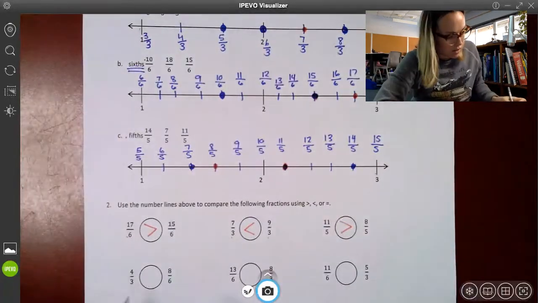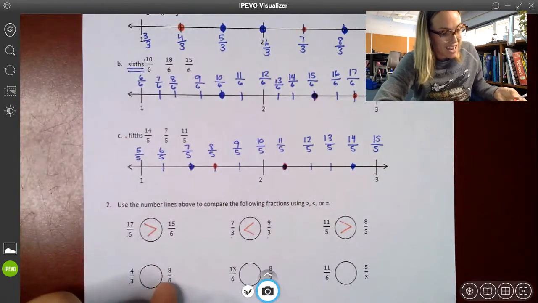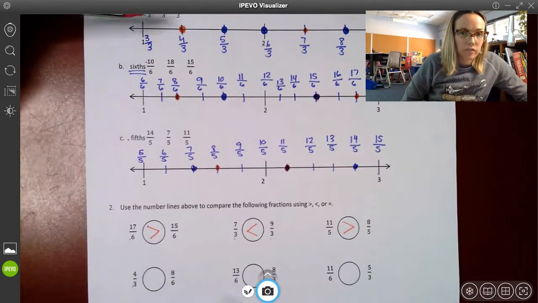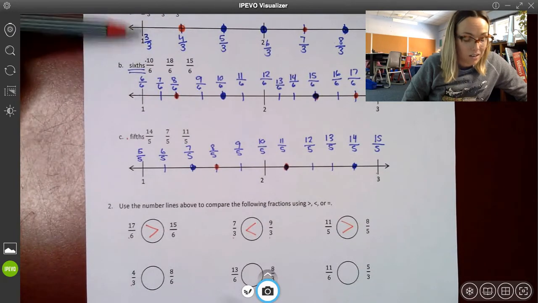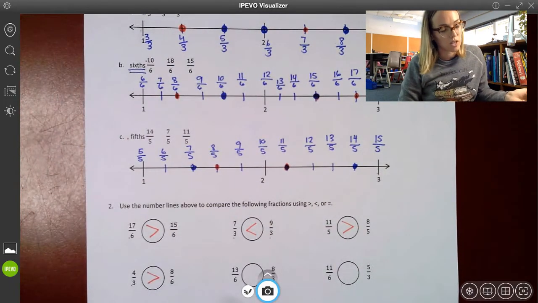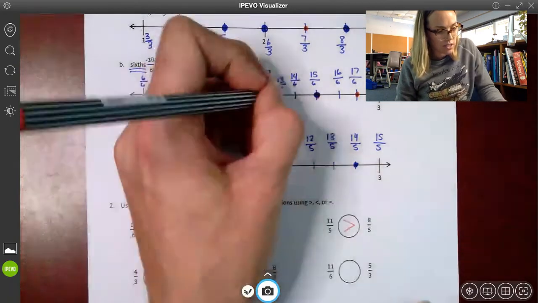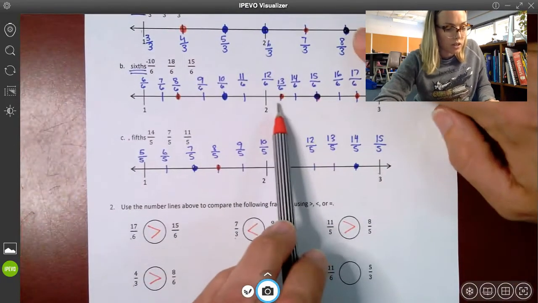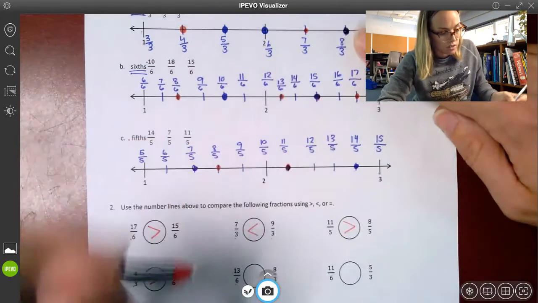So we can look at 4 thirds, which is here, and 8 sixths, which is here. And we can reason with this, which one of those is closer to this side. To me, it looks like 8 sixths, which means that's the answer there. So here again, we have sixths and thirds. Let's start with 13 sixths is there. 8 thirds is here. Well, this one's a little more obvious, right? To me, 13 sixths is closer to 0 than 8 thirds is.